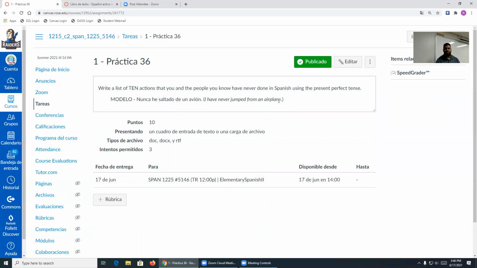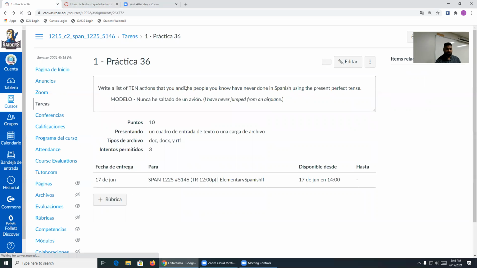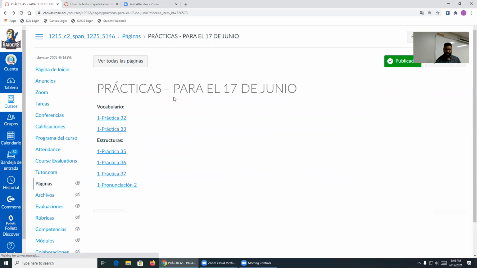Here's a few more examples just to help you out. I've never ridden a bull, right? I've never flown in a helicopter. So you can pick anything. You can write things that you have done, just present it as though you haven't, right? You can be imaginative. Okay, that's 36. There's a couple more before we go on to the evaluaciones.